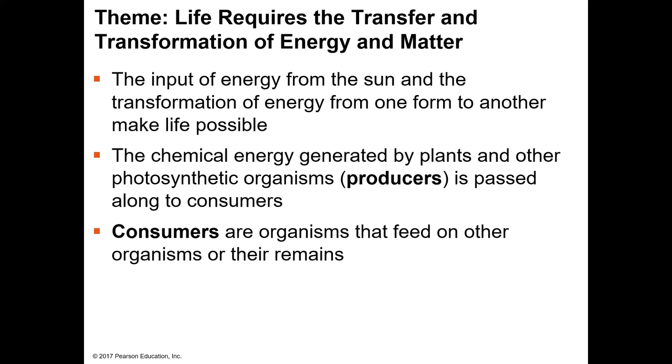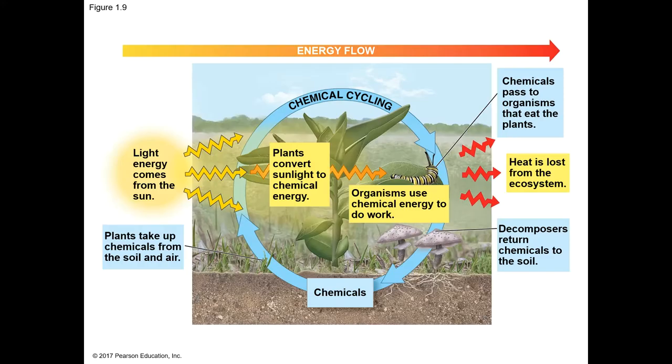Okay, here's a theme. Life requires the transfer and transformation of energy and matter. The input of energy from the sun and the transformation of energy from one form to another make life possible. The chemical energy generated by plants and other photosynthetic organisms, which are called producers, is passed along to consumers. Those are the things that eat the producers. So, for instance, light from the sun is going to be consumed by plants and converted into chemical energy via photosynthesis.